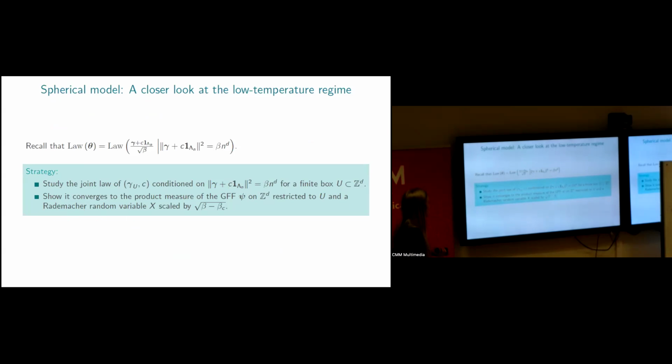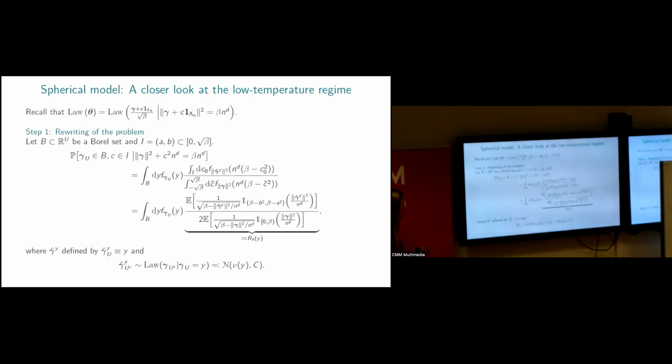Okay, so instead of looking at the sum directly, what we will be looking at is the conditional, the joint law of the zero average GFF and this Lebesgue constant, conditioned on their sum, that their norm satisfies the required equality. And then what we will show is that it converges to the product measure of the GFF and the correct Rademacher random variable, and this basically would complete the proof.